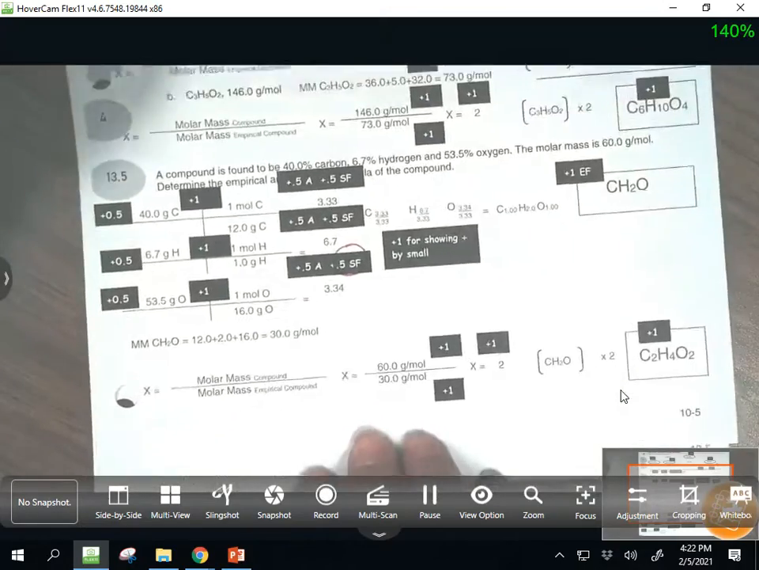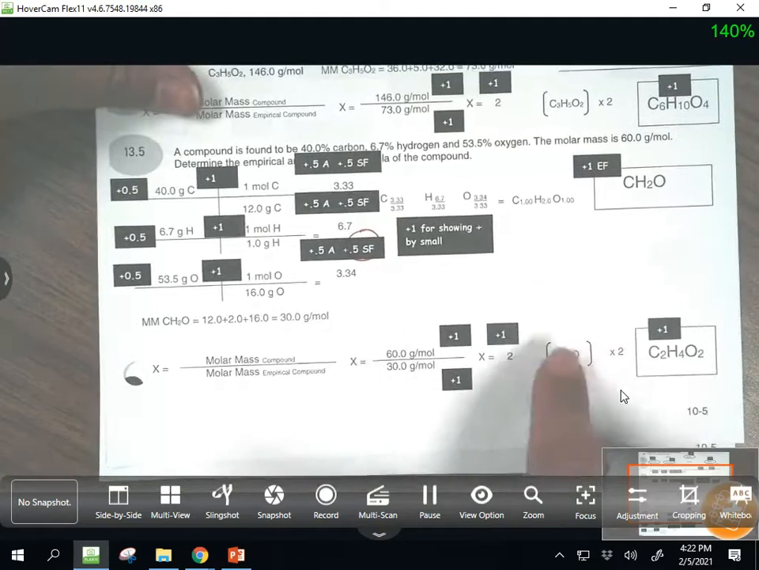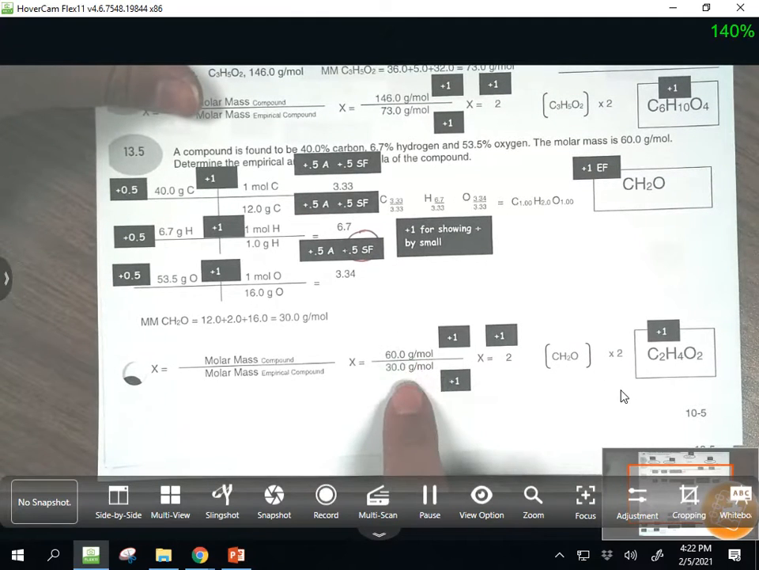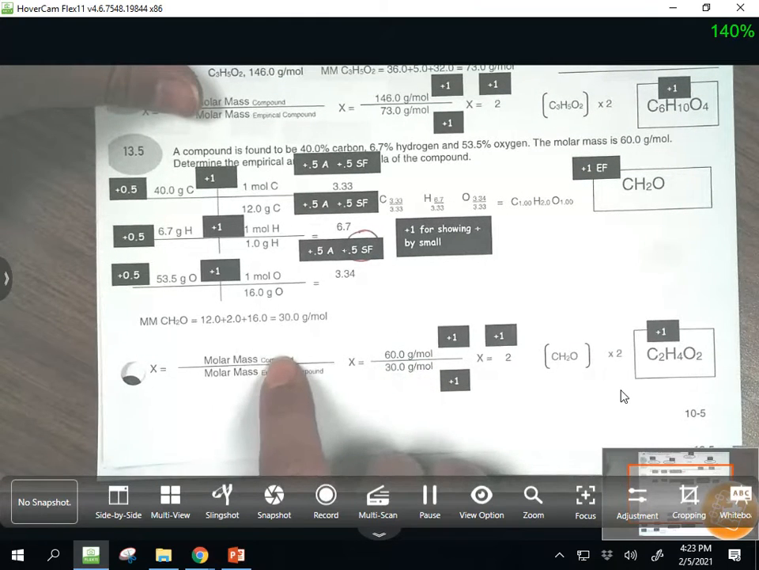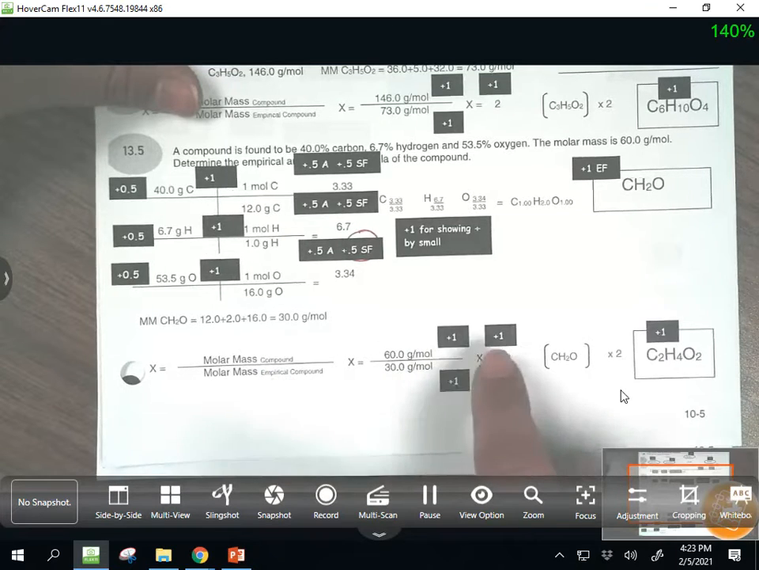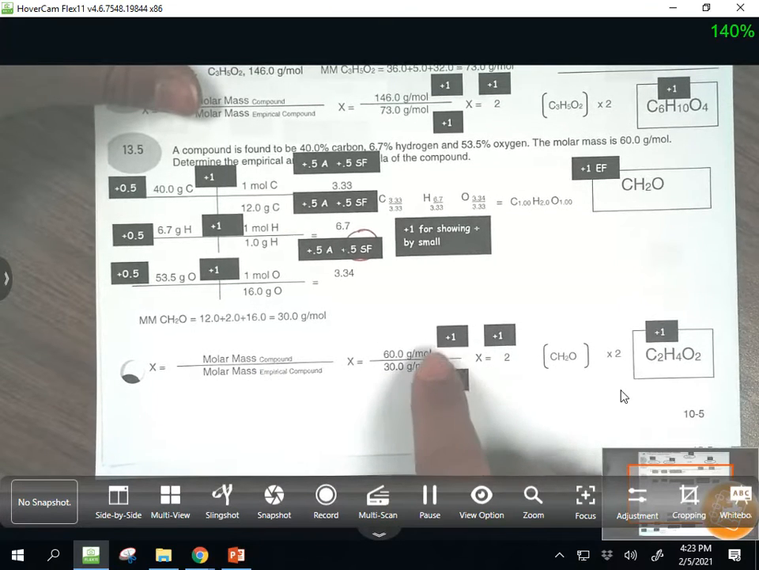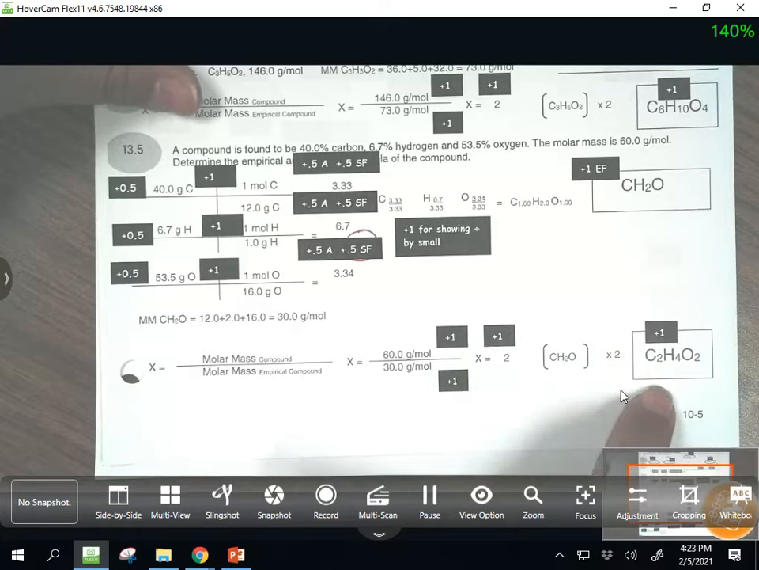For the empirical, now you still have to find the molecular. For the molecular, I would take 60.0 divided by 30.0. That's the molar mass of the molecular compound divided by the empirical. You get a factor of 2. So it's 1 point for numerator, denominator, 1 point for the X factor. The final molecular formula is C2H4O2.